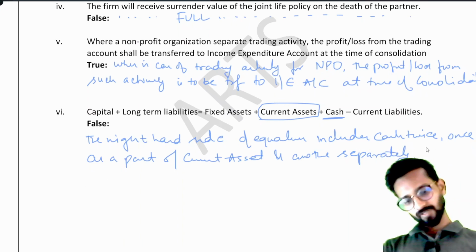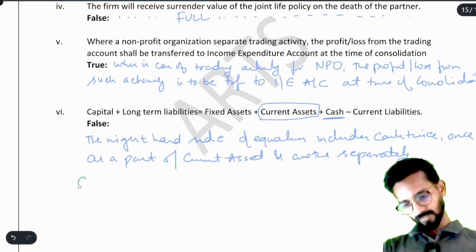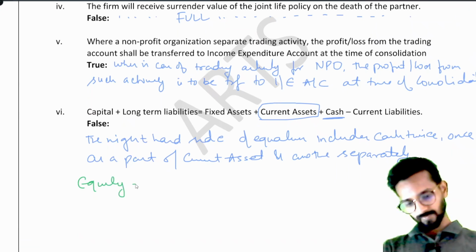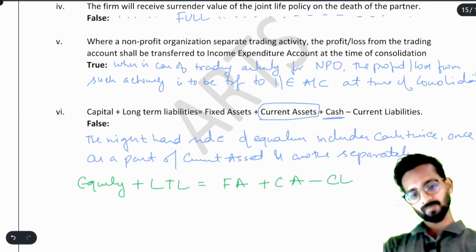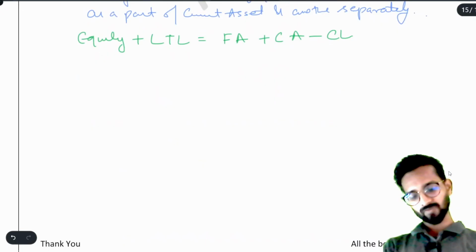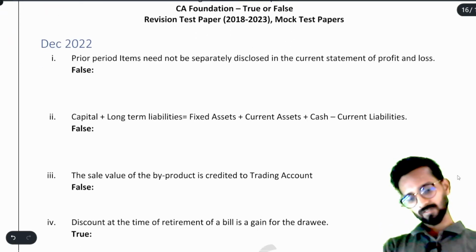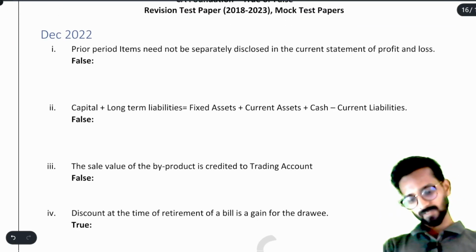The basic accounting equation you can write here, which is equity plus long term liability is equal to fixed assets plus current assets minus current liabilities. समझे? पूरा पूरा लिखना, मैं शॉर्ट फॉर्म लिख रहा हूँ, तुम लोग शॉर्ट फॉर्म मत लिखना. चलो, now December 2022.